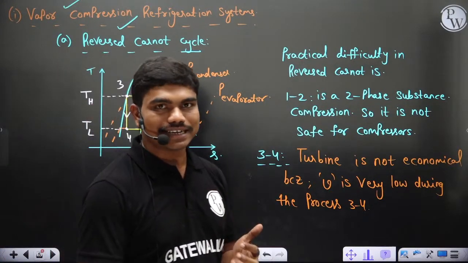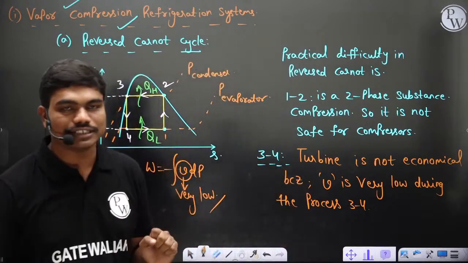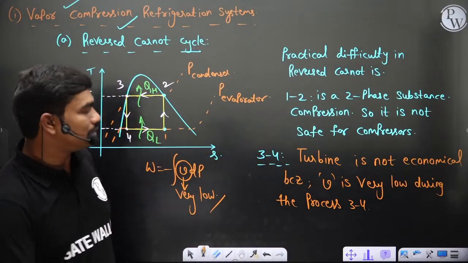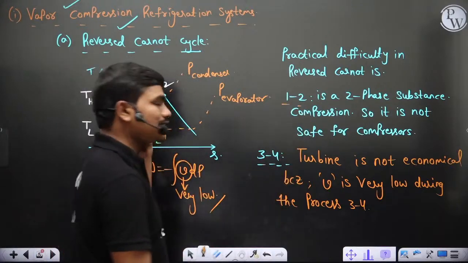So that's why practically, even though theoretically this suggests the best COP, there are these two major impacts because of which you cannot actually rely on this cycle.